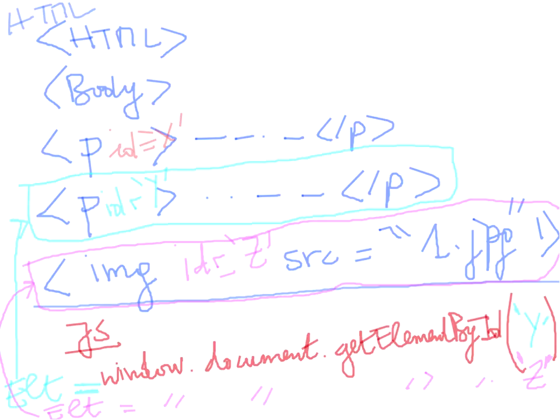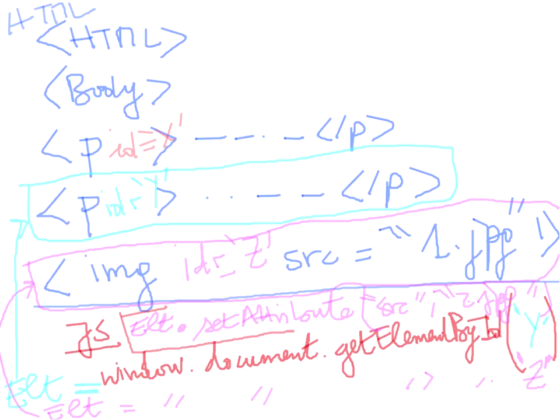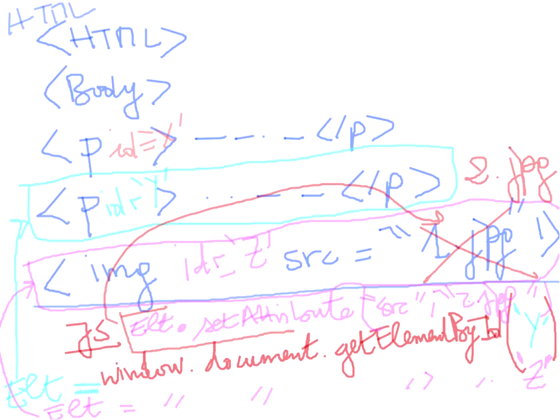After that, I can write in JavaScript element.setAttribute. I will modify the attribute src to 2.jpg. In this case, this instruction will modify 1.jpg to 2.jpg. So I can modify the attribute of the selected element. Is it clear?